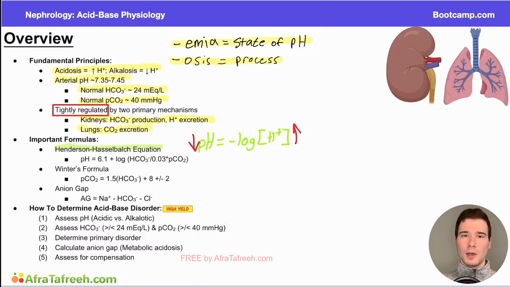So getting back to the Henderson-Hasselbalch equation, you can notice that if we have pH and PCO2, we can calculate our bicarb, or other things can happen, right?